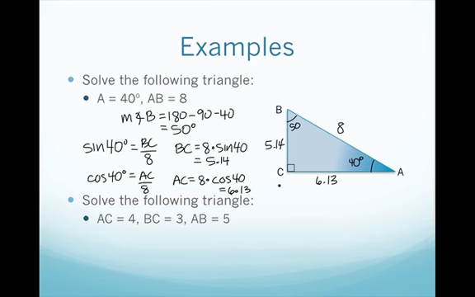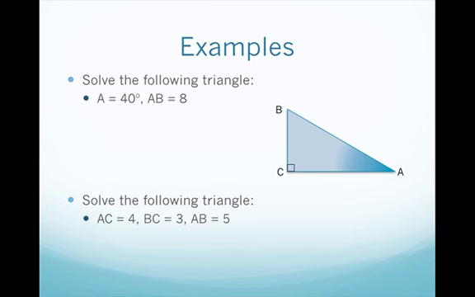Okay, so now let's clear this off and solve the next example. So here we're given all of the side lengths. We have BC is 3, AB is 5, and AC is 4. So this is actually one of our common Pythagorean triples, but we need to figure out what the angle measures of A and B are.